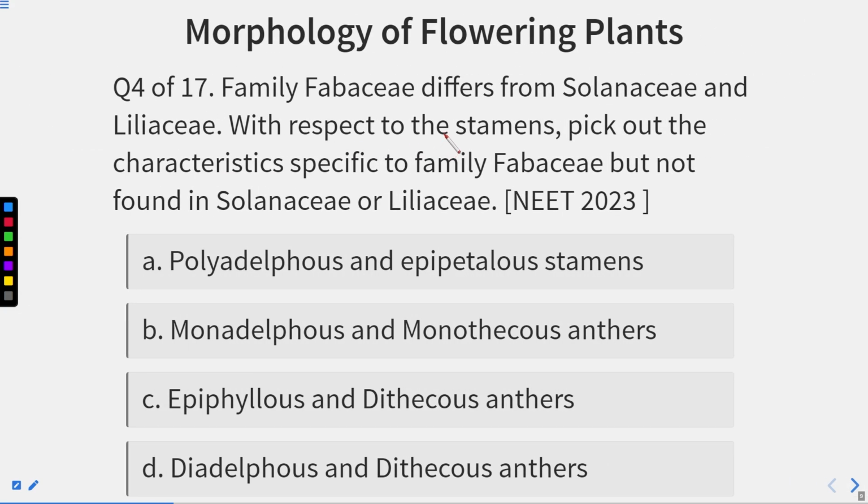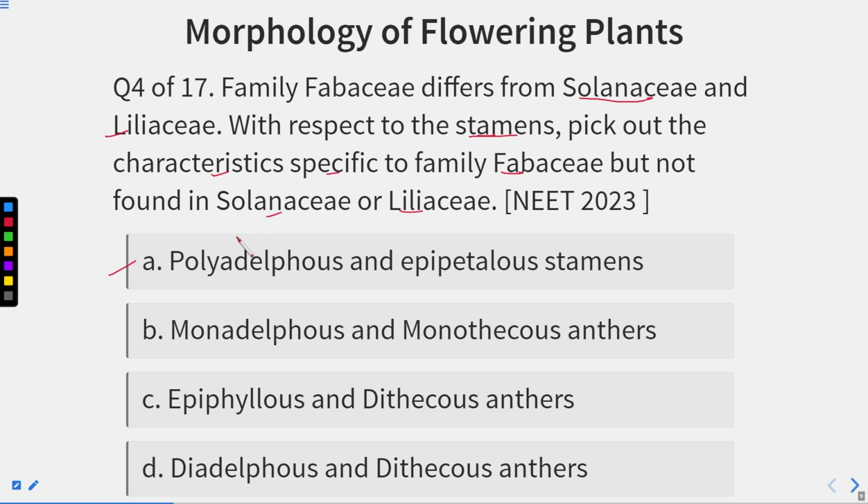Now let's move on to the next question. Question number 4. They're saying family Fabaceae differs from Solanaceae and Liliaceae with respect to stamens. Pick out the characteristic specific to the family Fabaceae but not found in Solanaceae or Liliaceae. So these are the options: polyadelphous and epipetalous.